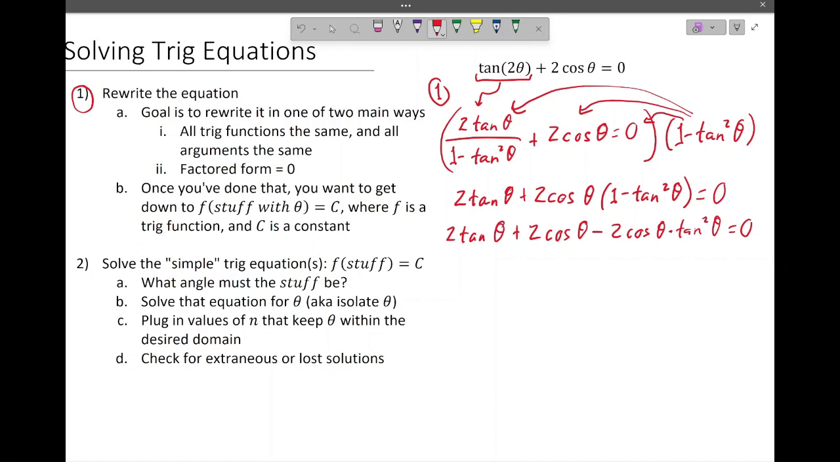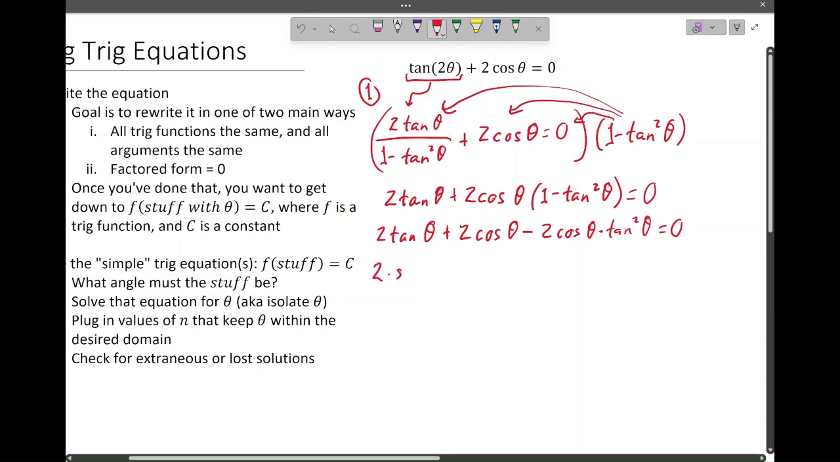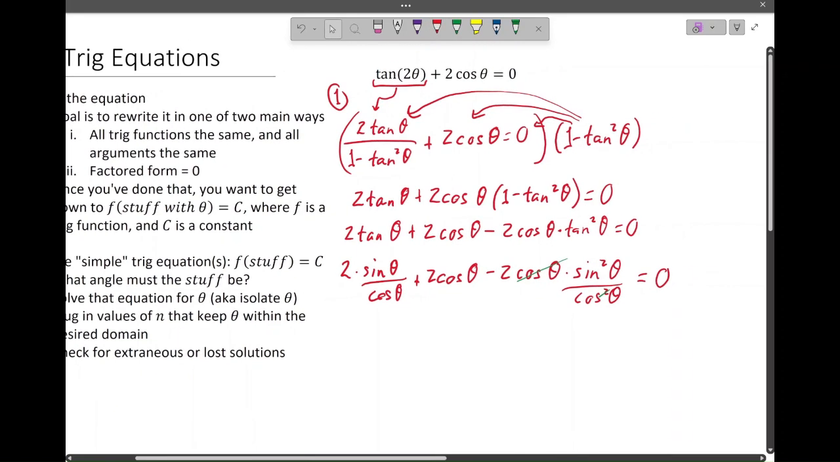Our other favorite identity is to rewrite tangent as sine over cosine. And once I do that, we'll see that I can actually get rid of the denominators by multiplying everything by cosine. So let me give myself a little bit more space here. 2 sine over cosine plus 2 cosine of theta minus 2 cosine of theta times sine squared theta over cosine squared theta. Now we can see here that one of these cosines and one of these will cancel out. So I can just multiply everything by cosine. I don't need to multiply everything by cosine squared.